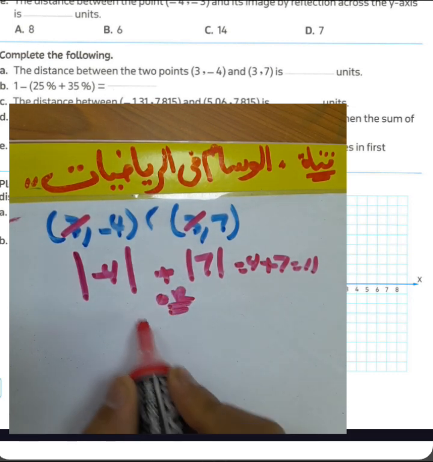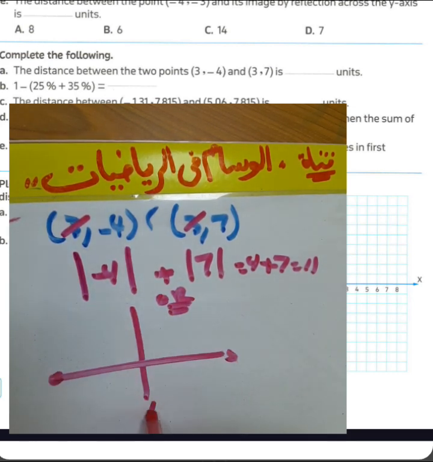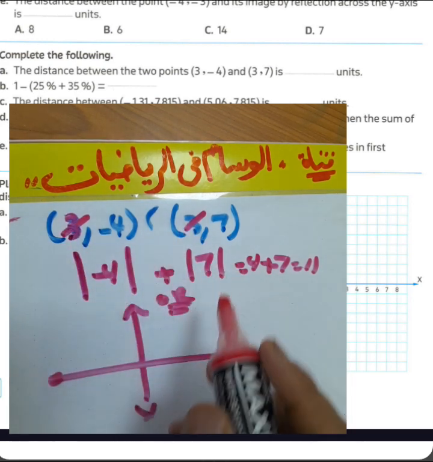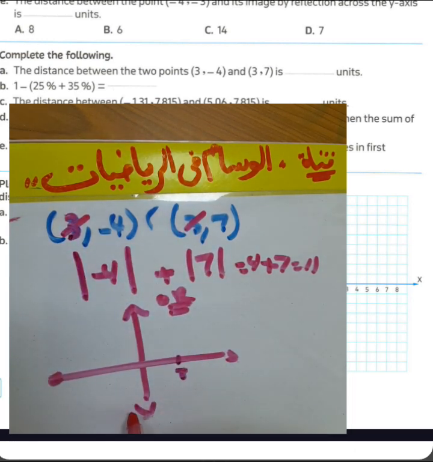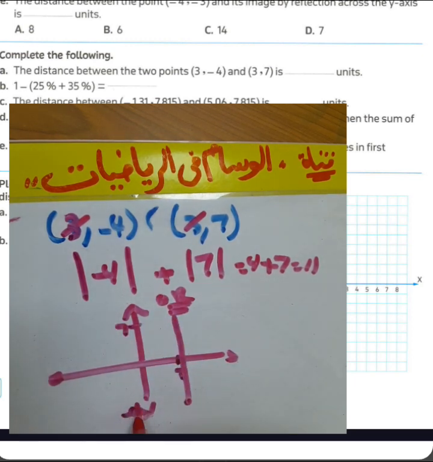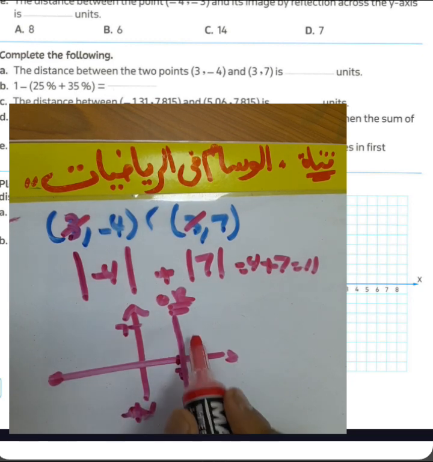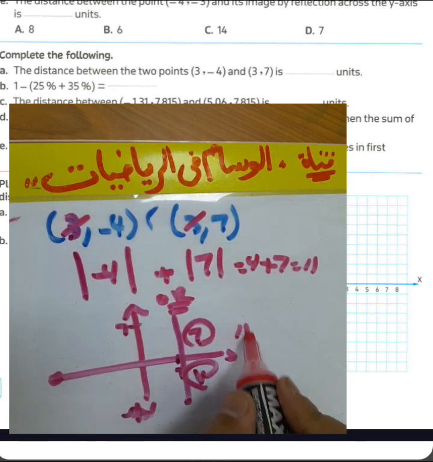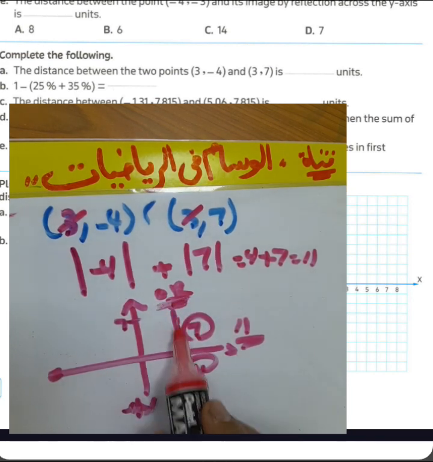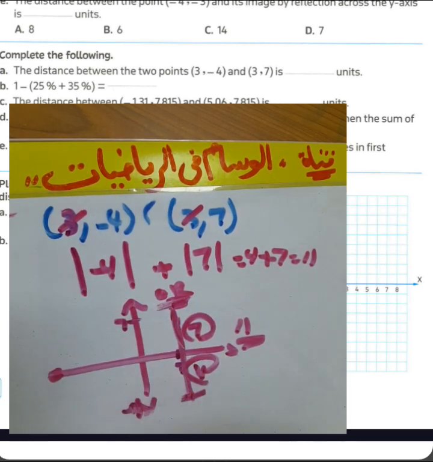Or you can write this in a graph. First point 3 and -4. 3 here and -4. And 3 and 7, and the distance between them, we have here 4 units and there 7 units. 7 plus 4, it will be 11 units. The distance between 2 points will be 7 parts and 4 parts. 7 plus 4 equal 11 parts, or 11 units.